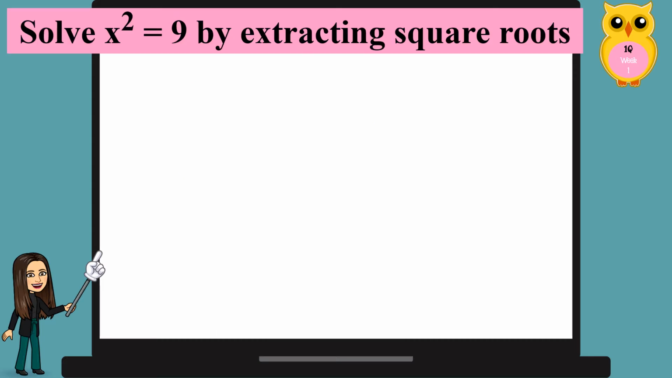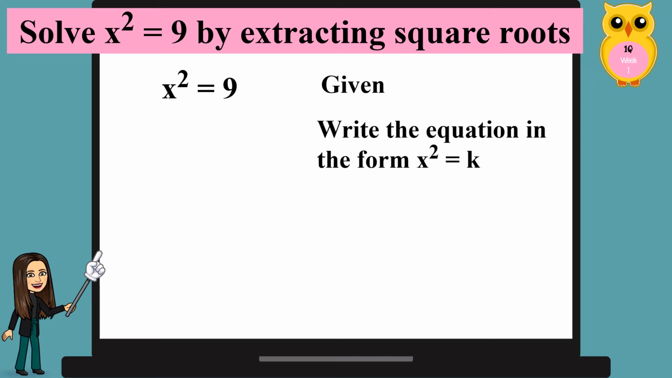Let's have the following example. First, let us solve x squared is equal to 9 by extracting square roots. So given, we have to write our given, which is x squared is equal to 9. The first step is we have to write the equation in the form x squared is equal to k. So since the given equation is already written in this form, we'll just simply copy the given.